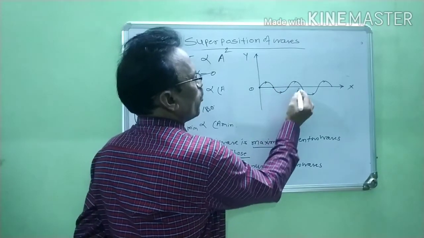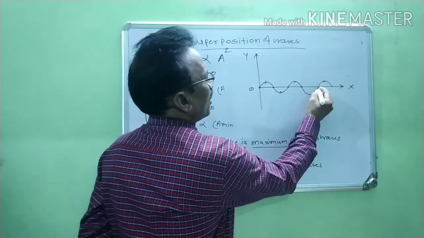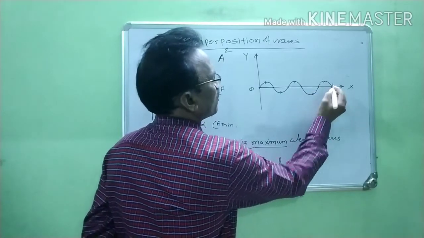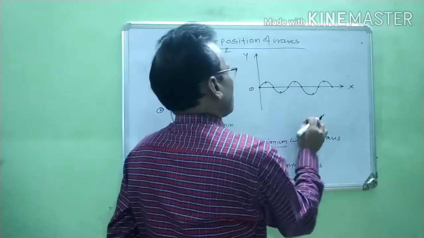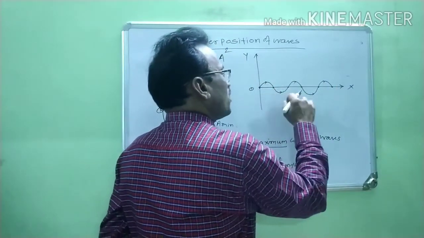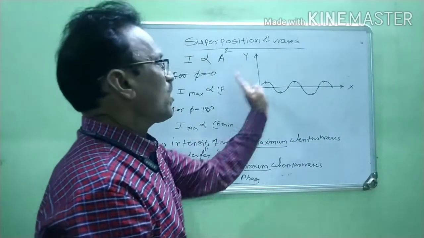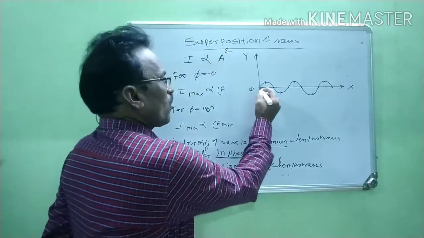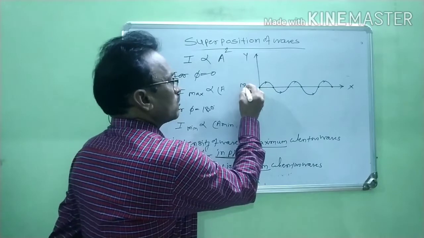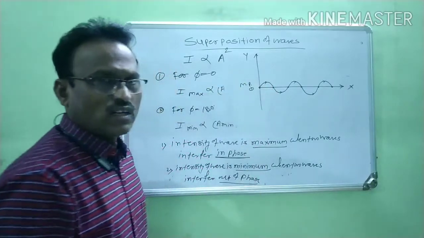Again it reaches this point, and again, and again. Therefore, when this wave travels through that medium, it reaches different times on its mean position, right? Therefore, this is the mean position of that particle, right?